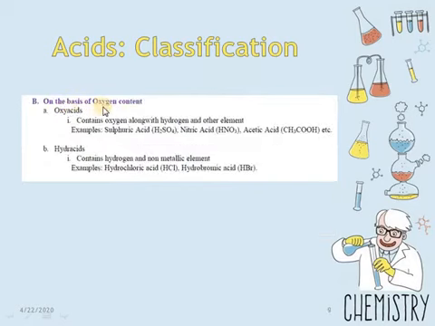On the basis of oxygen content, we have oxyacids and hydracids. Oxyacids contain oxygen along with hydrogen and other elements. Examples are given over here: sulfuric, nitric, acetic. There are many more. Hydracids contain hydrogen and a non-metallic element. Examples: hydrochloric acid, hydrobromic acid, etc.